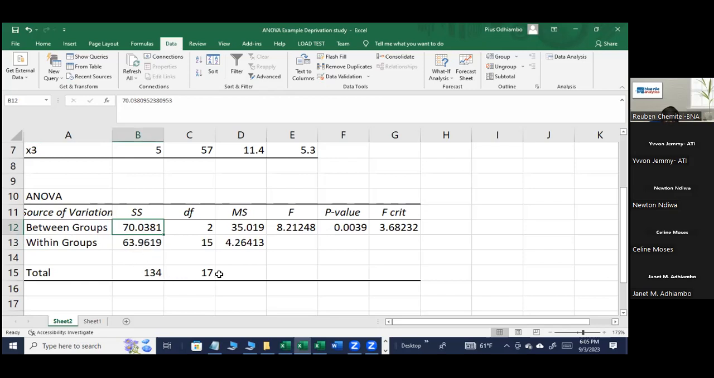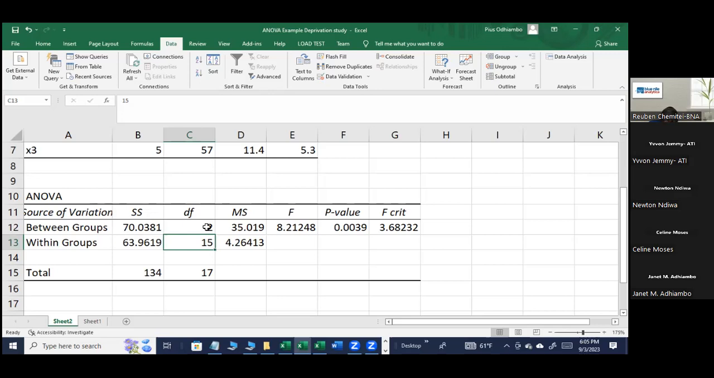In addition, it's going to compute what we call the degrees of freedom. DF is the degrees of freedom, 2 and 15. And how it is getting the degrees of freedom, you simply less the number of rows that we have. Now you can see here that we have 15 degrees of freedom within groups, and between groups we have 2.